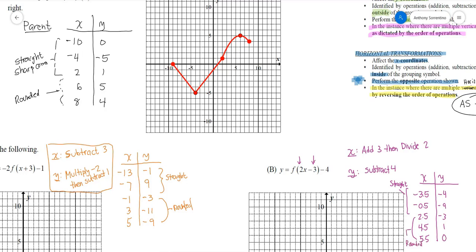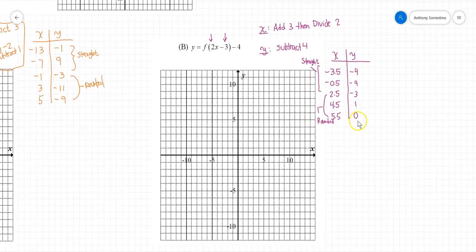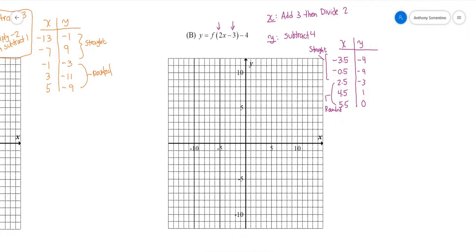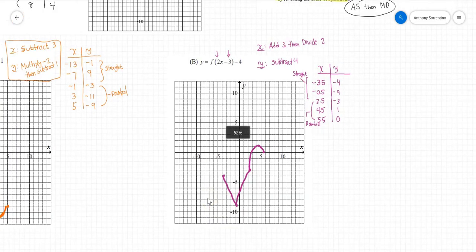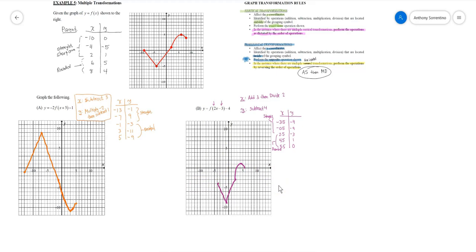So now with my new table, defined off of the operations I defined I needed to do, I'm going to plot these points and draw the figure. There's my graph. And again, it should look like the original graph. Now here, there was no reflection. It got shifted around a bit. It got horizontally shrunken. But generally, that's what it looks like now.